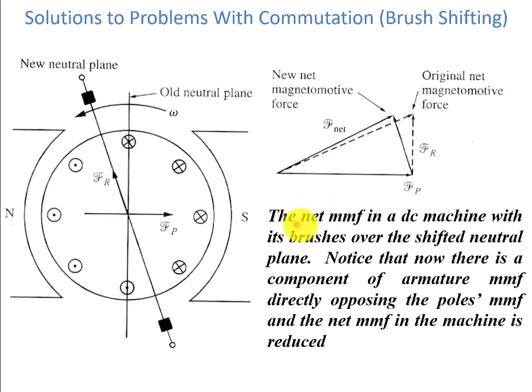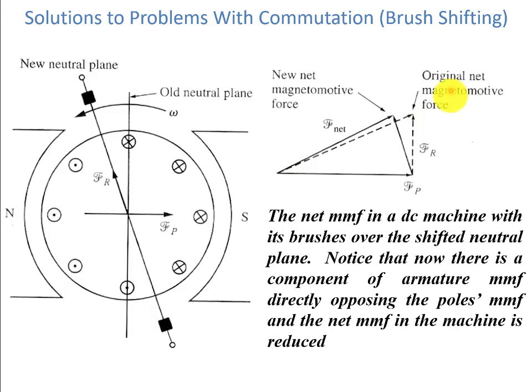So what happens is that the net MMF in a DC machine with its brushes over a shifted neutral plane, there is a component of the armature MMF directly opposing the poles MMF. So the net MMF in the machine is reduced. So here we can see that this net MMF will be reduced.